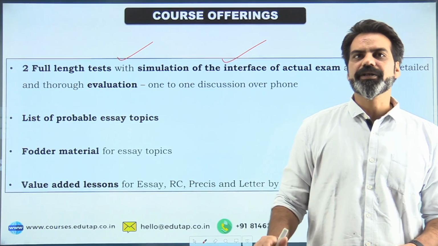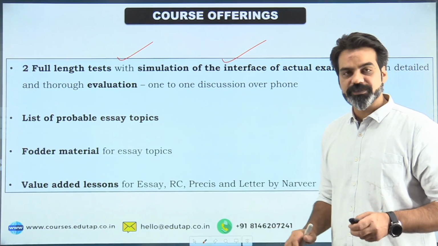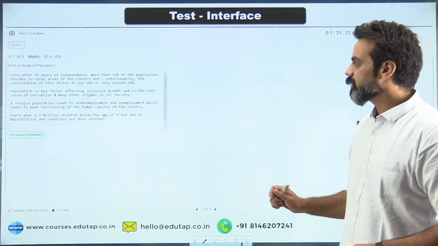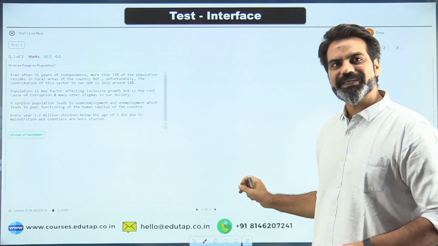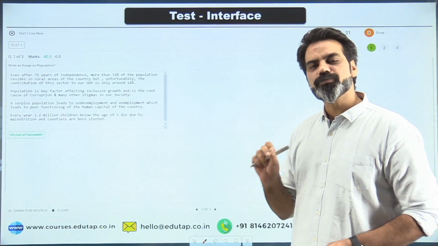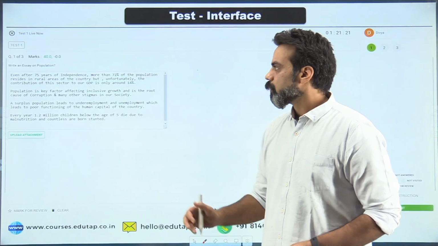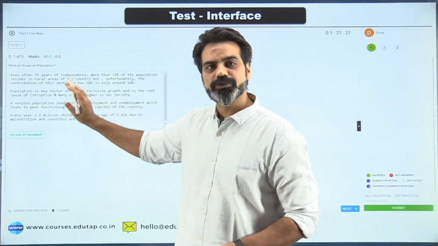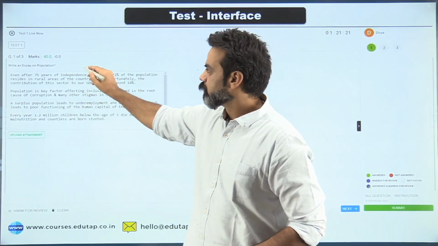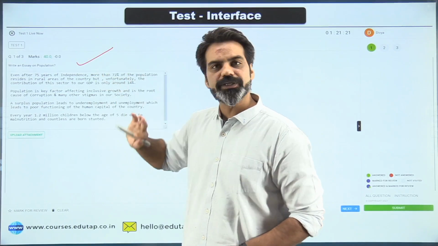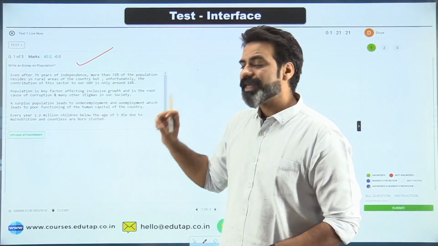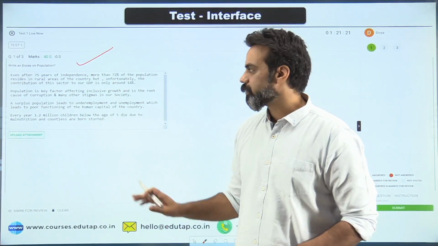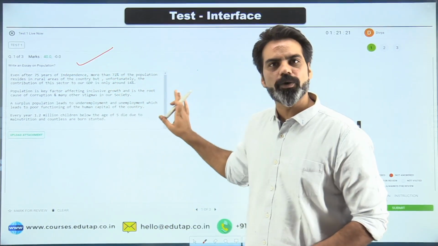Now what we have done now, let me just show you something which is very interesting, guys. We have conceptualized an exact simulation of your paper where, for example, in your actual paper, this is how it would look like. You would be given a question, there would be 3 questions. So let's say we are writing an essay on population. In the actual paper, you would not have a Word document, you would have this dialog box.